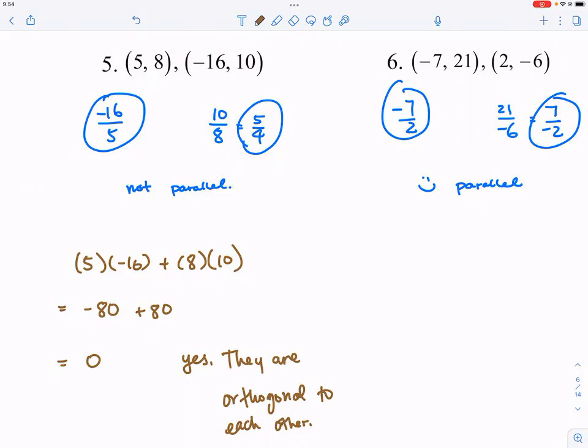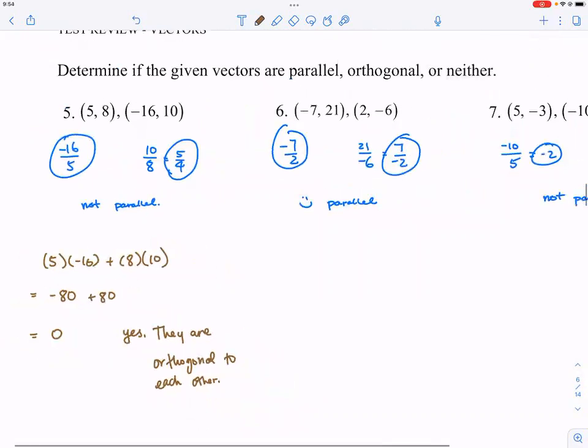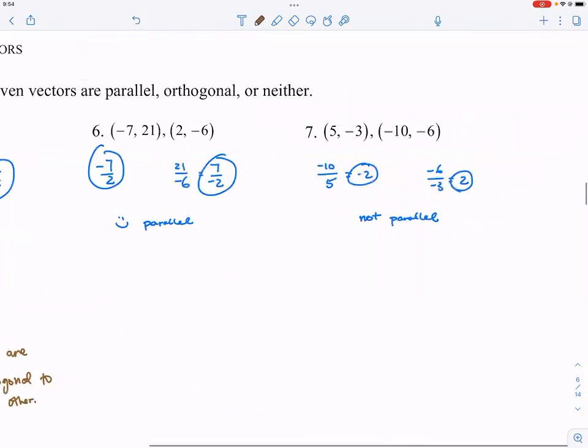So the dot product tells you that piece of information. So number 6, the two vectors are parallel. And now let's go to number 7.